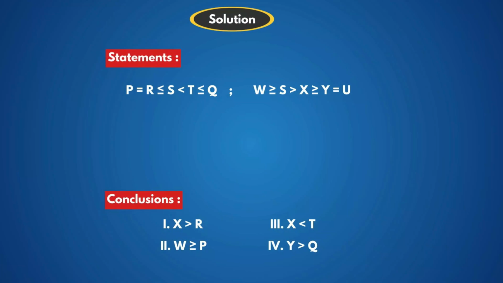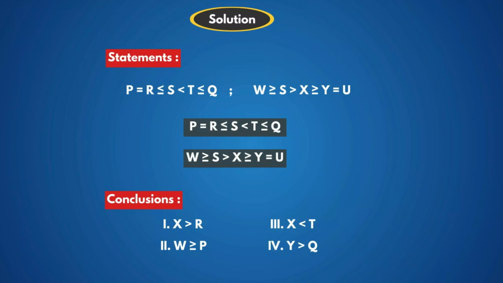Let's see the solution. Here in the question, there are two statements. P equal to R less than or equal to S less than T less than or equal to Q. And W greater than or equal to S greater than X greater than or equal to Y equal to U. Let's check with the conclusions. Here we have 4 conclusions. These are conclusion 1, conclusion 2, conclusion 3 and conclusion 4.